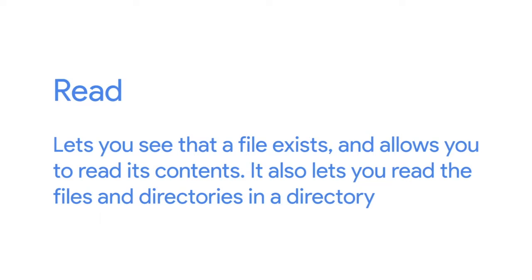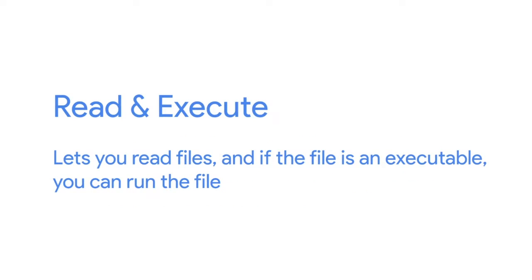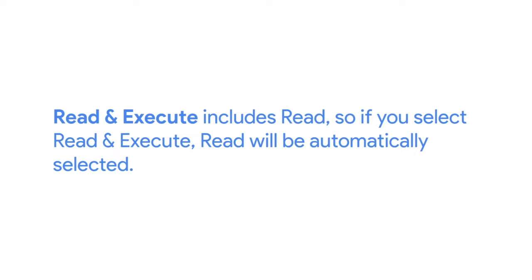Read. The read permission lets you see that a file exists and allows you to read its contents. It also lets you read the files and directories in a directory. Read and execute. The read and execute permission lets you read files, and if the file is executable, you can run the file. Read and execute includes read, so if you select read and execute, read will automatically be selected.